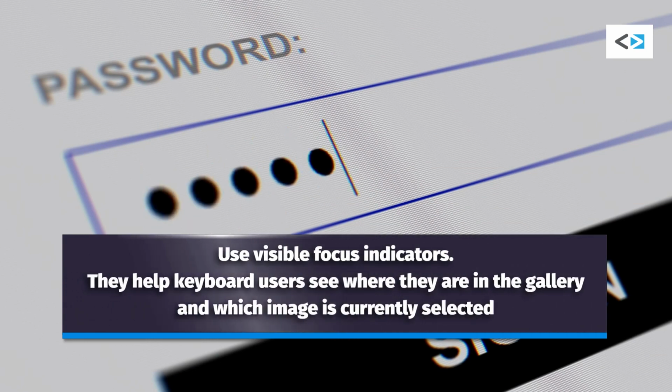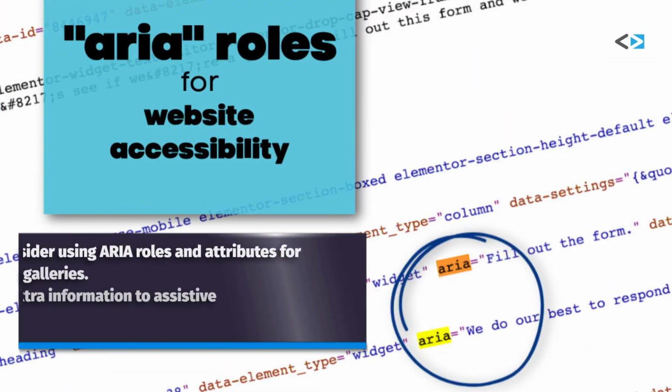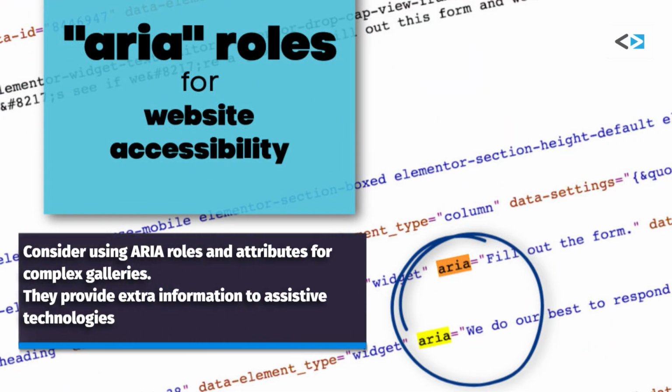Use visible focus indicators. They help keyboard users see where they are in the gallery and which image is currently selected. Consider using ARIA roles and attributes for complex galleries. They provide extra information to assistive technologies.